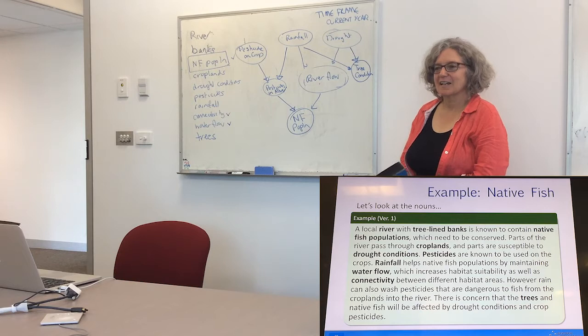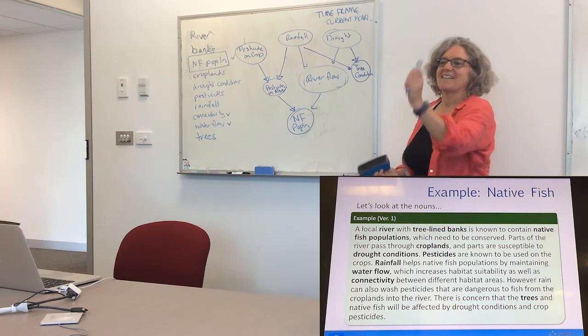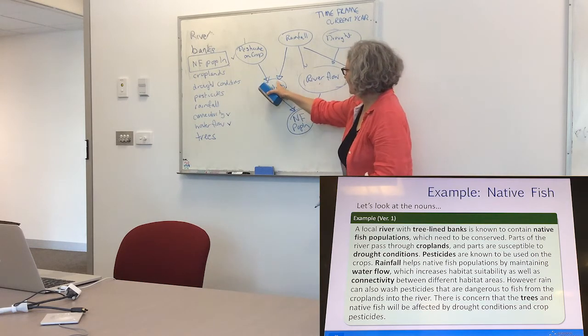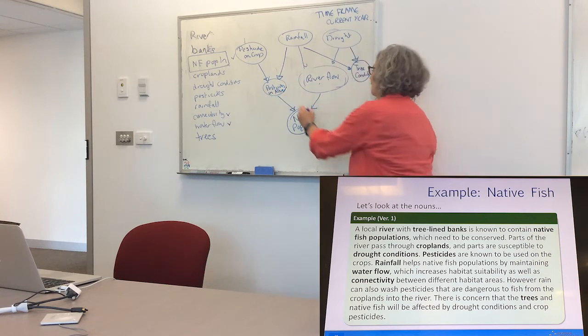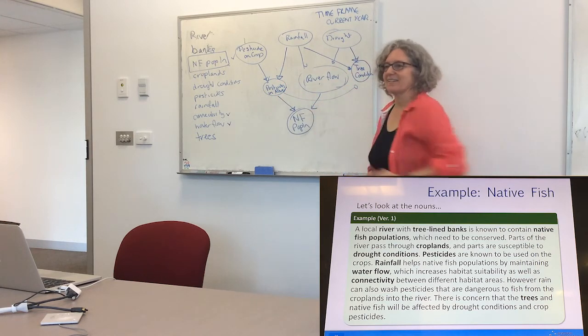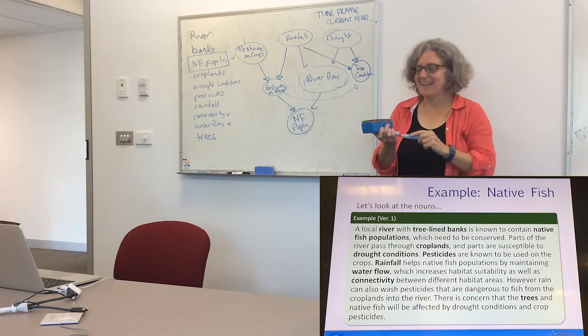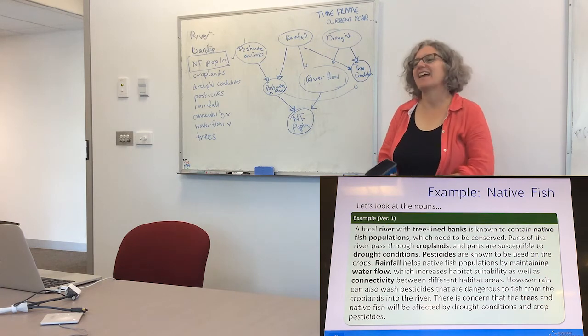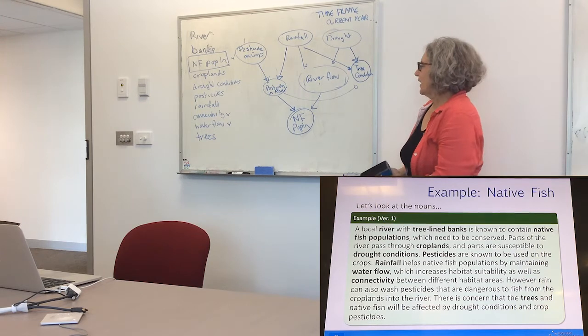Based on the text, it would suggest that the pesticides might be an issue for the trees. Exactly, yeah. So I said, what about the pesticide? Well, probably pesticide in the river going across to that, yes. And in fact, your problem originally said there's concern that the trees and native fish will be affected by that. Exactly, yeah. That's something.